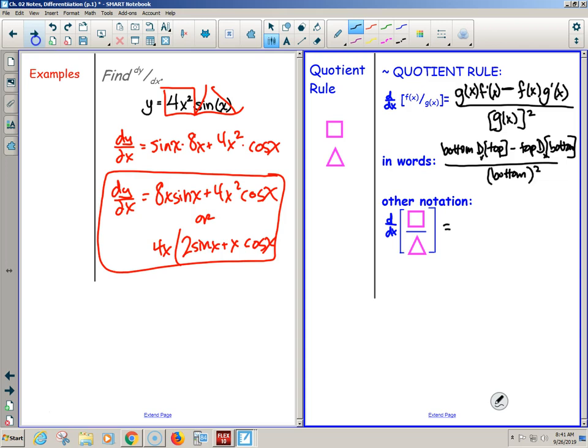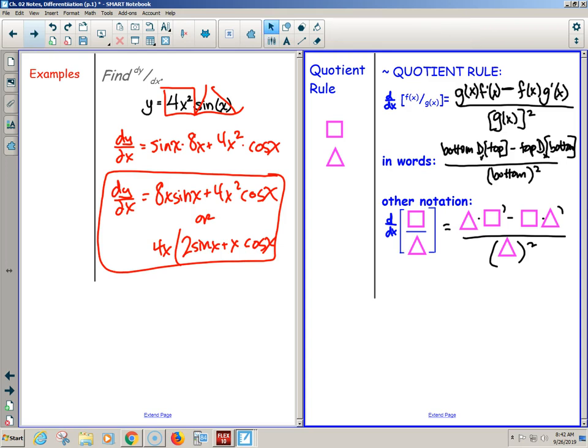Or with our notation, if we were to take our box and triangle, we would be bottom D top minus top D bottom and the bottom squared. Bottom D top minus top. And that's when looking at a quotient as being an f of x over a g of x, a top over a bottom.